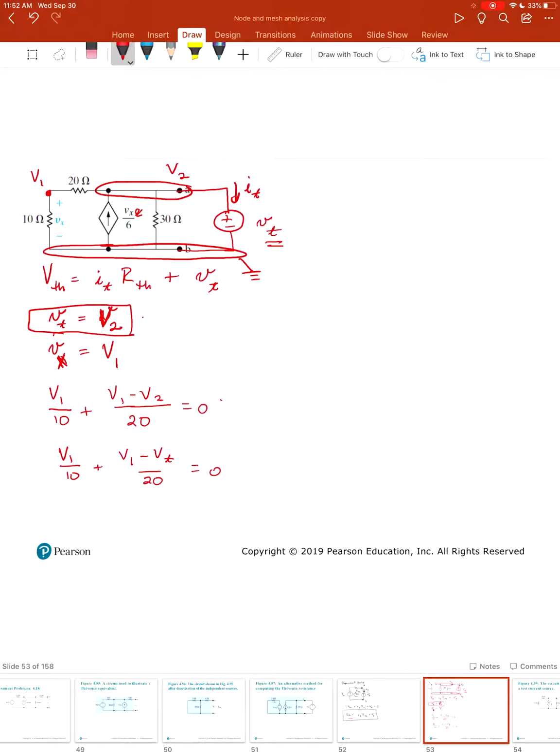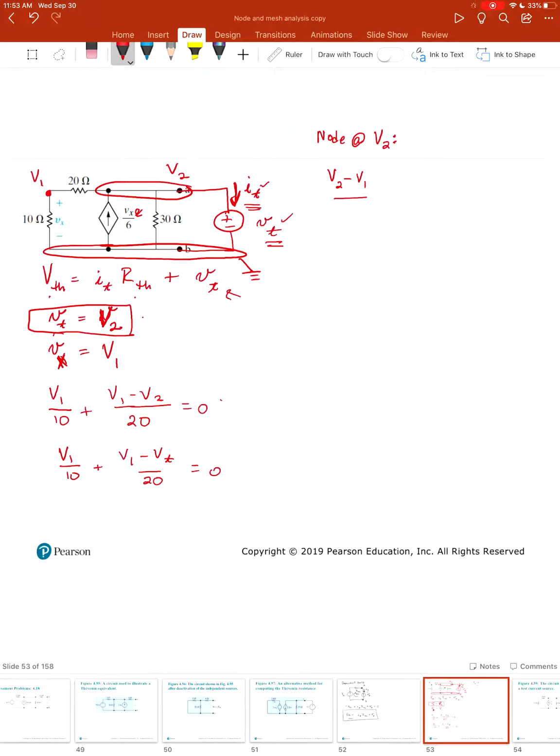So what I eventually want to do is get an equation where the only unknowns are I test and V test, so that I can put it in this form and read directly from the equation V Thevenin and I Thevenin. So that means I need to write a node equation at V2. Even though V2 is defined as V test, I need that node equation because it will have I test show up. So I test is defined. I'm going to treat it like an unknown in my node equation.